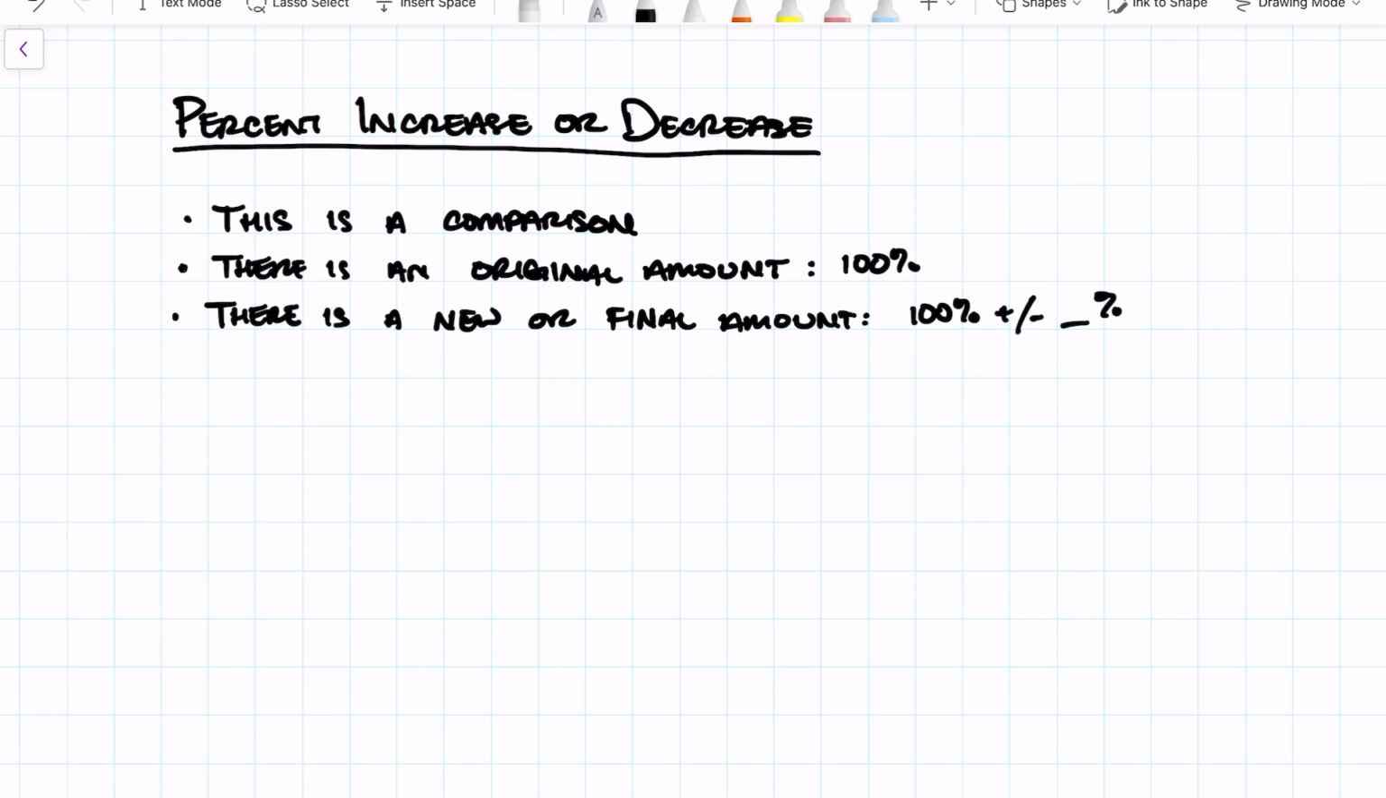Now that new amount is going to be kind of the new total, but sometimes we want to know the difference. So the difference, or percent change, is the difference, and we're going to draw an arrow here to show that. That is the percent change that we're going to look at. So let's do an example here.